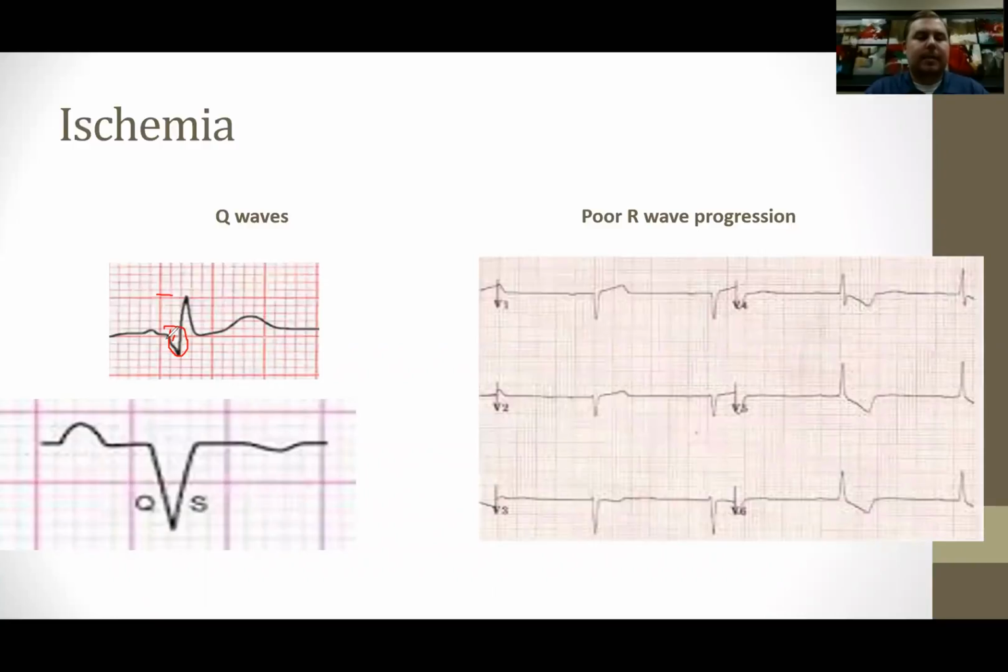That means that this part of the heart is dying off. So this is a QR wave, the little Q, big R, because it's a little Q and a big R. So say this was lead 2. Lead 2 sits at 60 degrees.